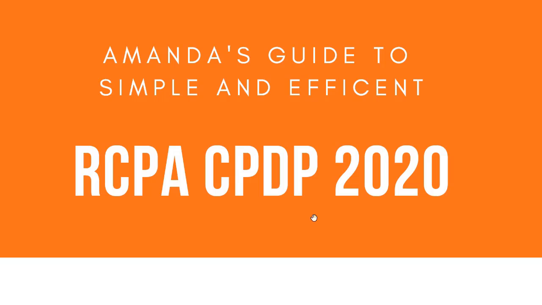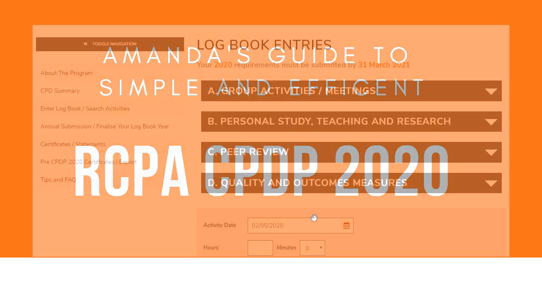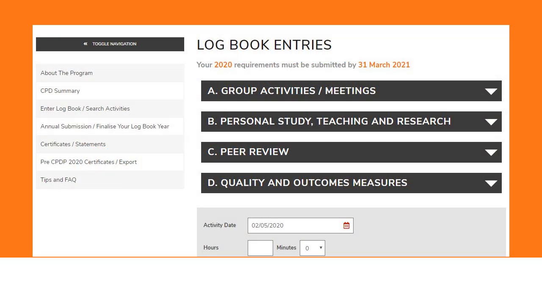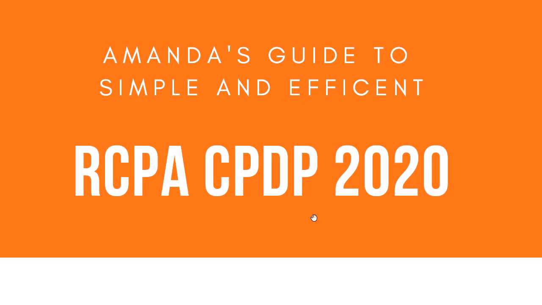In order to decode this complexity, I revisited the CPDP requirements to find out how I can meet all of the mandatory requirements in the least amount of time. I also revisited the online CPD logbook, which I tried in 2019 but found it slow and clunky. So now I have devised a strategy to simplify the CPD complexity and make the data entry time efficient.